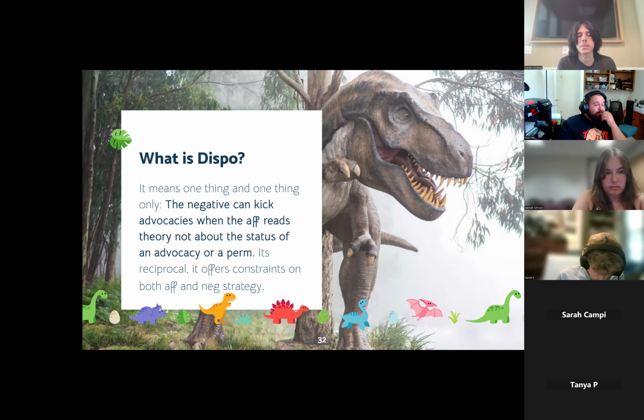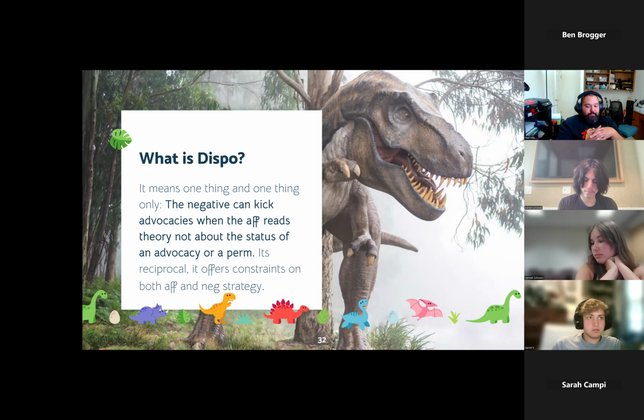Why is condo bad? You don't have to agree with me, but anyone have thoughts? I actually only think there's one reason condo is bad. I think it's very simple, and everything else is nonsense. Does anyone have any guesses as to why I think condo is bad? Specifically condo, not dispo. What makes condo problematic and dispo not problematic? Ben? Isn't it a question of AF choice versus neg choice?